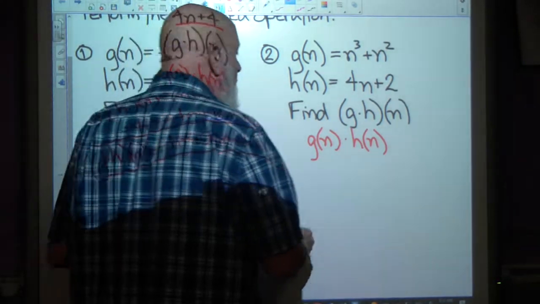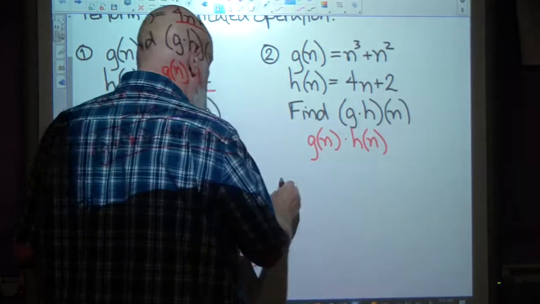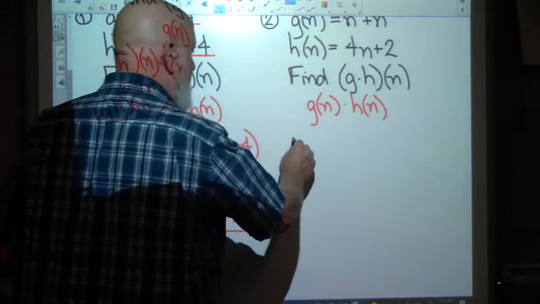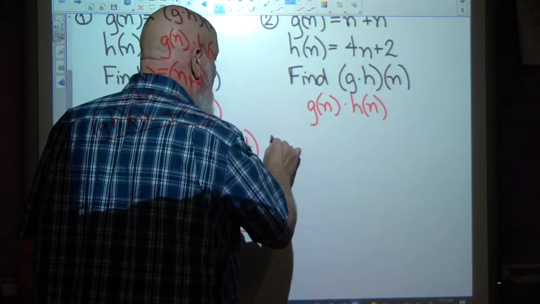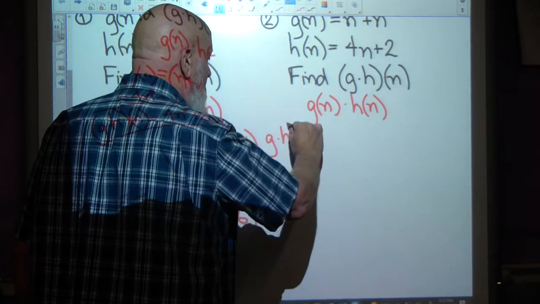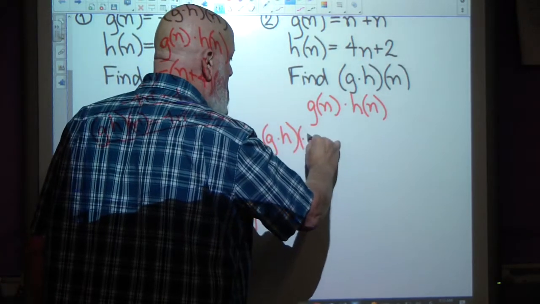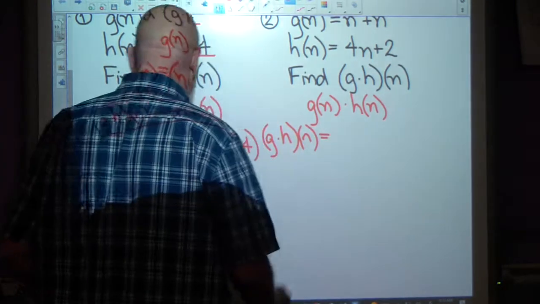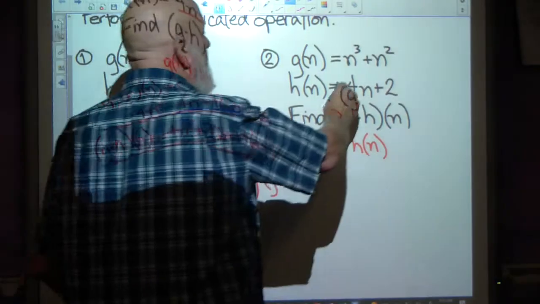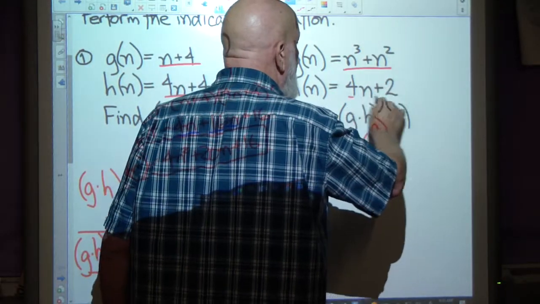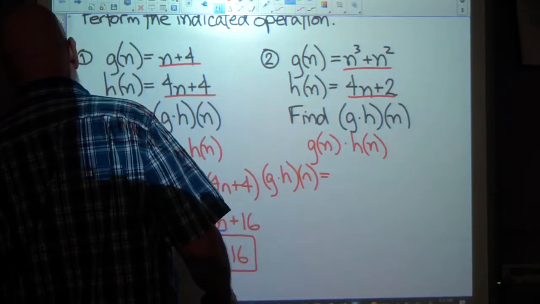With that in mind, I'm going to go ahead and say that g times h of n is equal to g of n times h of n. N cubed plus n squared is g of n.